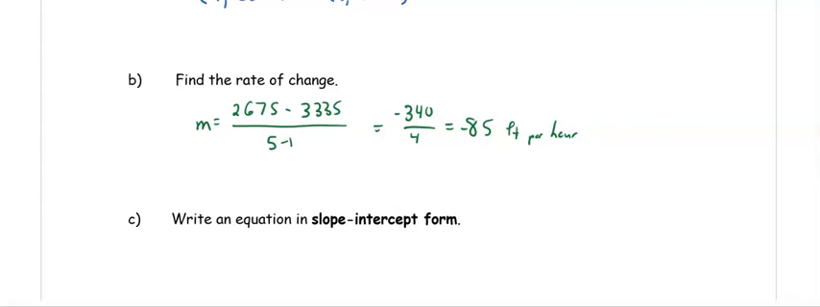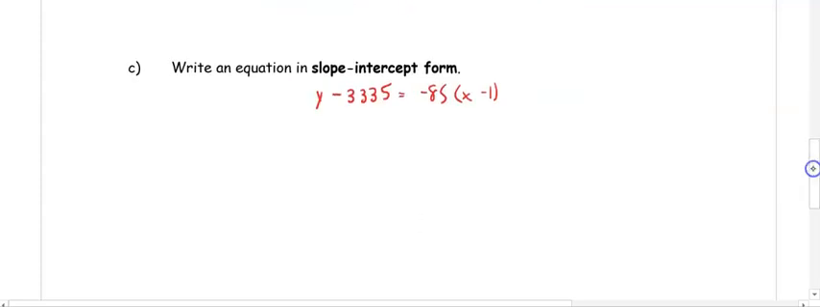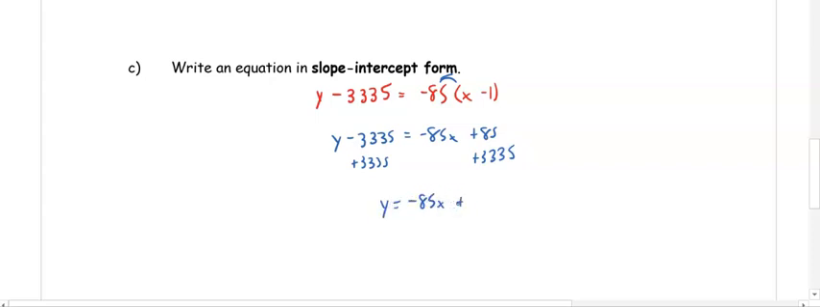To write our equation in slope-intercept form, we don't have the y-intercept, so we're going to start in point slope form. y minus 3,335 equals negative 85 times x minus 1. To get into slope-intercept form, first we distribute. y minus 3,335 equals negative 85x plus 85. And we can add 3,335 to both sides. We get y equals negative 85x plus 3,420.